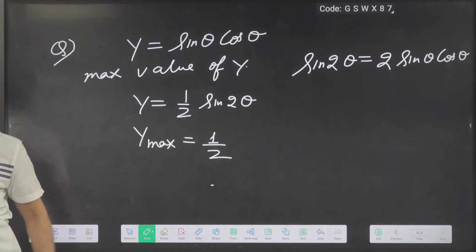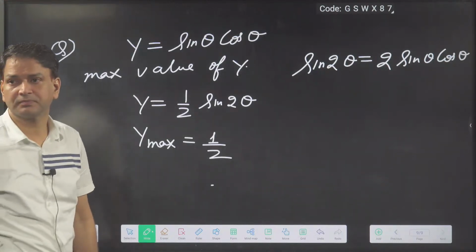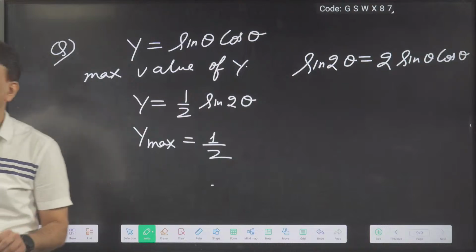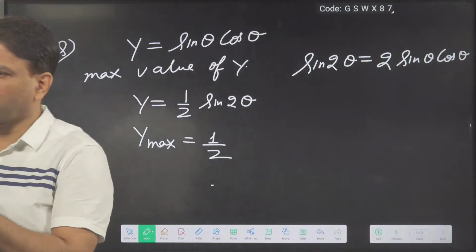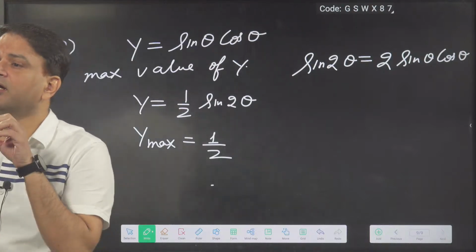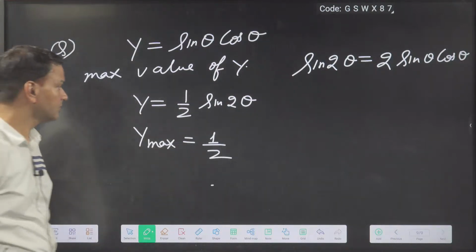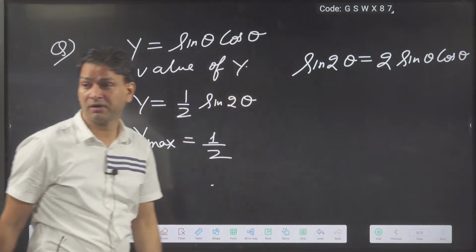Everybody got it? Understood or not? So when sine theta cos theta comes in a product, then we have to think of the formula of sine 2 theta. One more you will do.